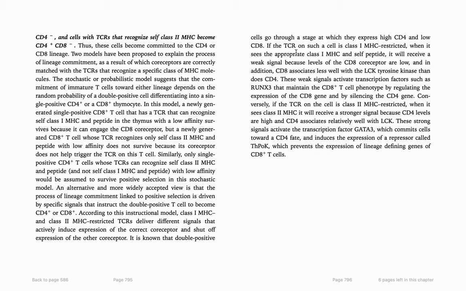If the T cell receptor on the cell is class 1 MHC restricted, when it sees the appropriate class 1 MHC and self peptide, it will receive a weak signal because the level of CD8 co-receptor is low, and in addition CD8 associates less well with the LCK tyrosine kinase than does CD4. This weak signal activates transcription factors such as RUNX3 and maintains the CD8 T cell phenotype by regulating the expression of CD8 genes and silencing the CD4 genes.